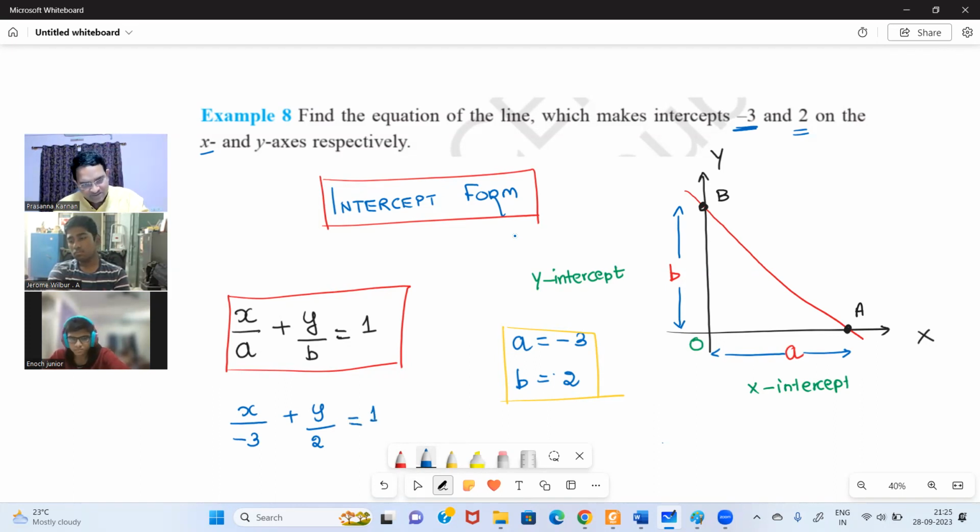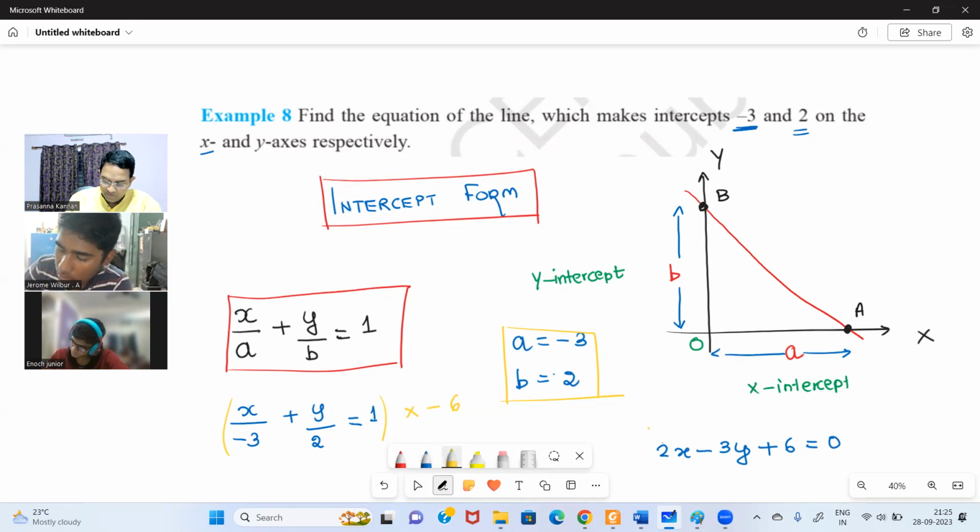So you can multiply throughout by 6, or you can multiply by minus 6, on both the sides. Why minus 6? Because it's the LCM of minus 3 and 2. So when you multiply by minus 6, you will get 2x minus 3y equal to minus 6. When you bring it to the left side, you'll get plus 6 is equal to 0. Therefore, the required equation is 2x minus 3y plus 6 equal to 0. That will be your equation of the straight line in intercept form.